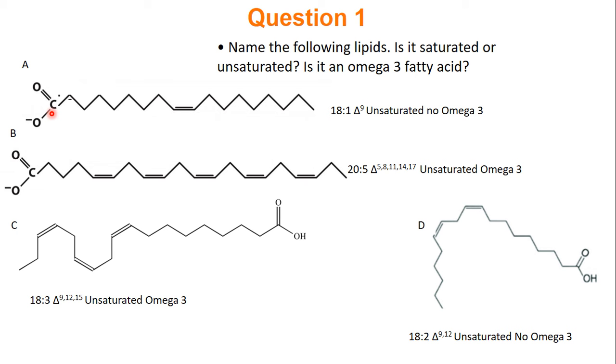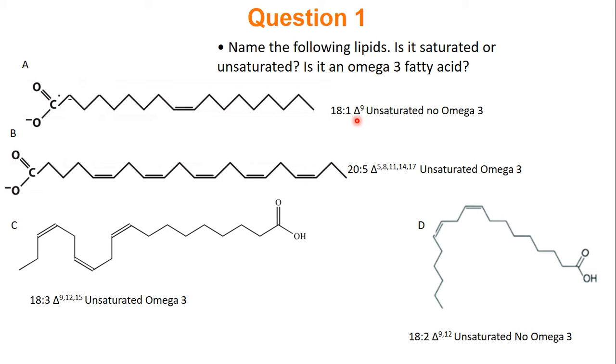You always start from the carboxylic carbon, and you call that carbon number 1. And then you just count down the line. So this is carbon 1, 2, 3, 4, 5, 6, 7, 8, 9, 10, 11, 12, 13, 14, 15, 16, 17, 18. So you write down how many carbons you have, so 18. Then you write a colon to say how many double bonds you have. So we have 1. This delta tells you where the double bond starts, so delta 9. So 1, 2, 3, 4, 5, 6, 7, 8, 9. So it's an 18:1 delta 9.